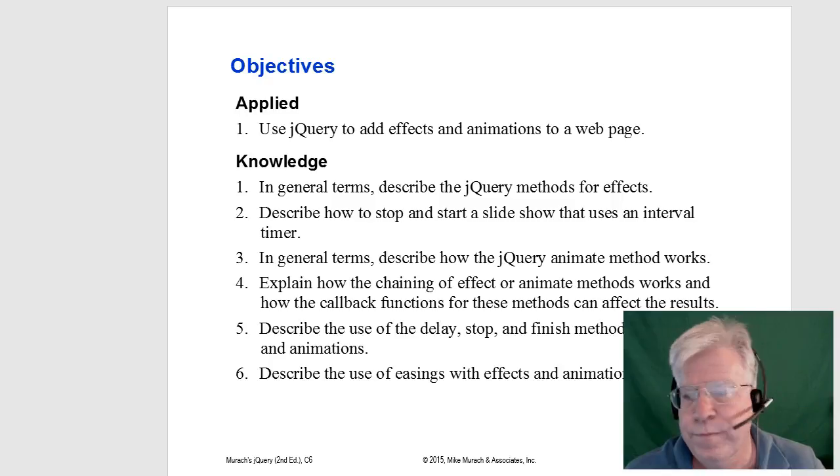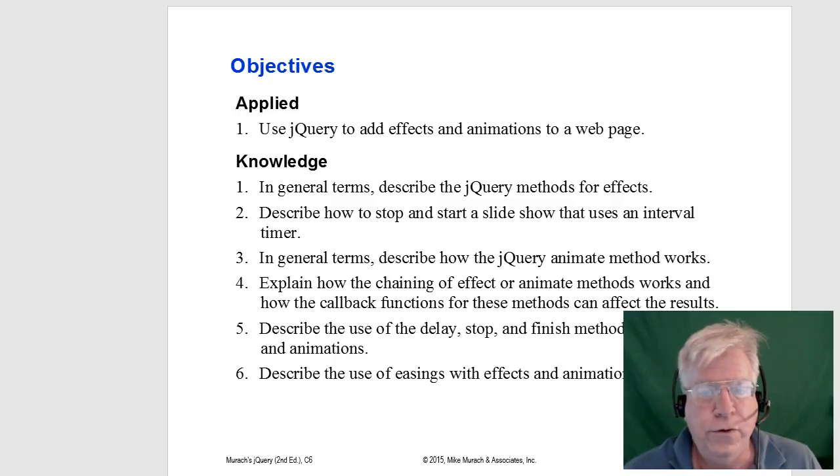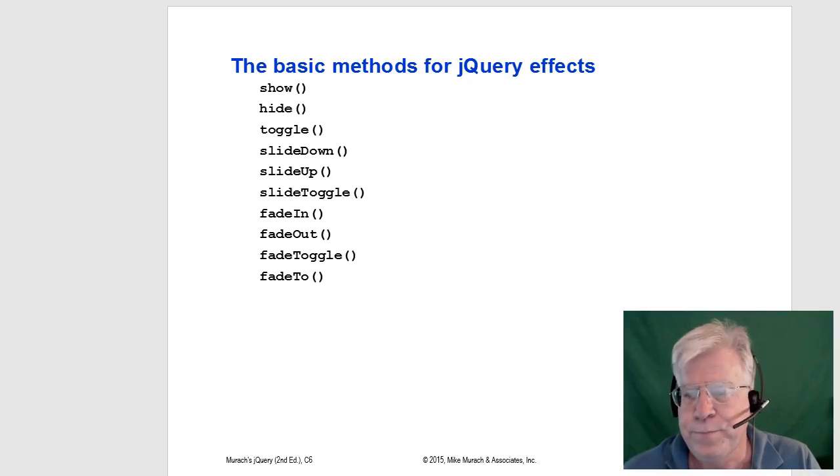So, objectives: to use jQuery to add effects and animations to a web page. One of the things that jQuery does a lot is add the glitz, add the effects, like things opening, closing, fading, moving, zooming, and even things where a picture will fade in and fade out. And you'll start to learn and understand some of the terms in the animate method of jQuery.